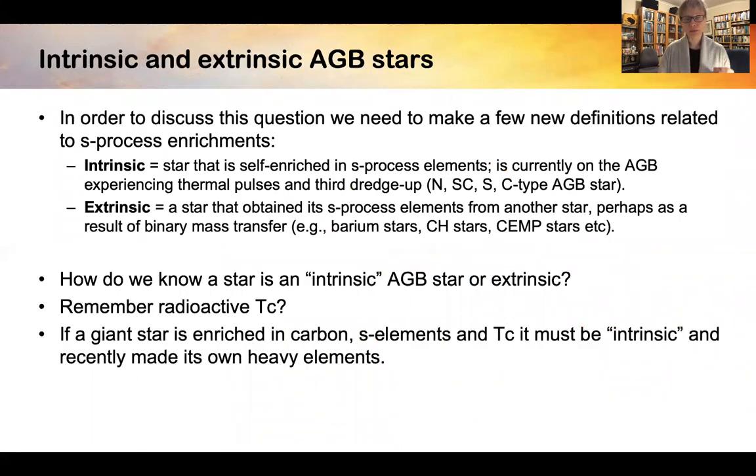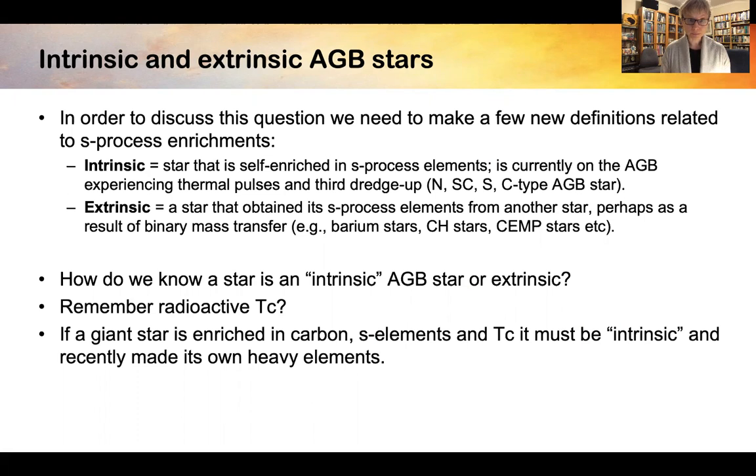Before I go further, I just want to briefly mention there are often these definitions in the literature that are sometimes worth knowing about. One of them is that if you look in the observational literature of S process and AGB stars, you'll come across intrinsic and extrinsic. What do they mean? Intrinsic is a star that's self-enriched in S process elements. It is currently on the AGB, experiencing thermal pulses and third dredge up, which is what I talked about in the first lecture. It has spectral types, maybe of N, SC, S, C type. So it's a real AGB star going through its own third dredge ups.